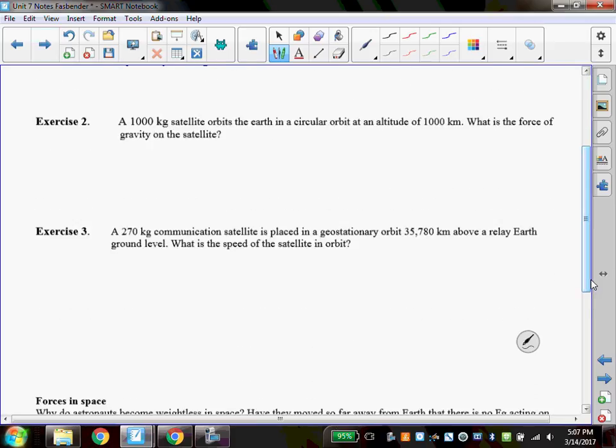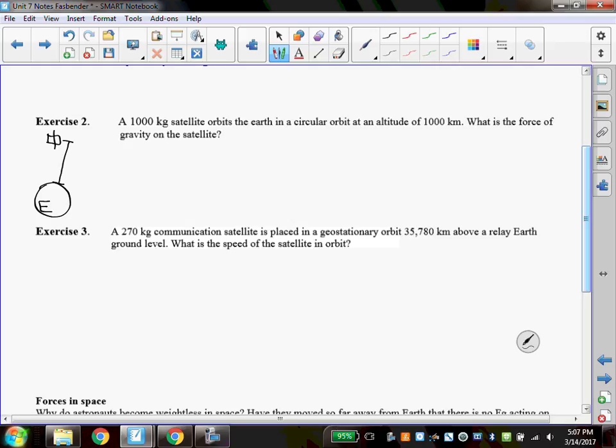So a 1,000 kilogram satellite orbits the Earth in a circular orbit at an altitude of 1,000 kilometers. What is the force of gravity on the satellite? Draw a quick picture. There's Earth. Here's our satellite. They're trying to tell us that the altitude is 1,000 kilometers.